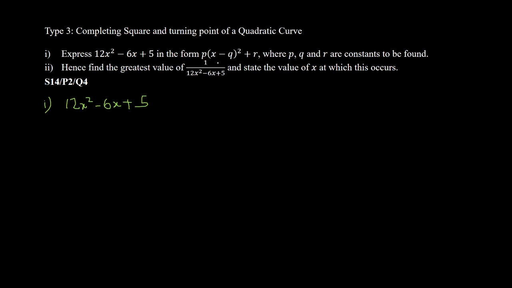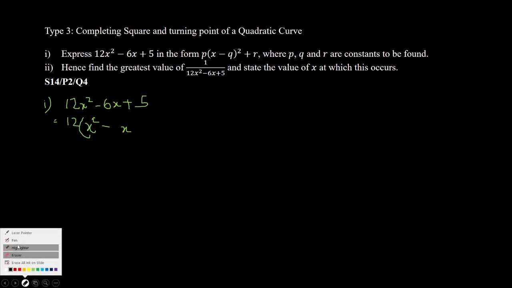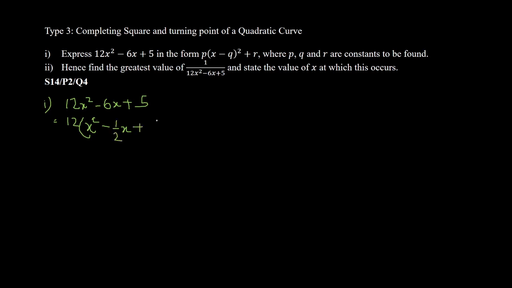And because we want our coefficient of x to be 1 in this bracket or the whole formula stuff, we can divide this thing by 12, so that we get x square minus 2x, no, actually it is going to be half x, 1 by 2x plus 5 by 12.